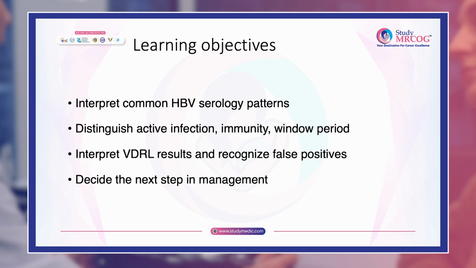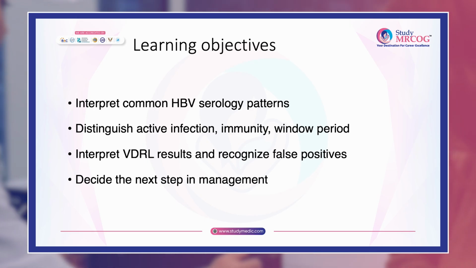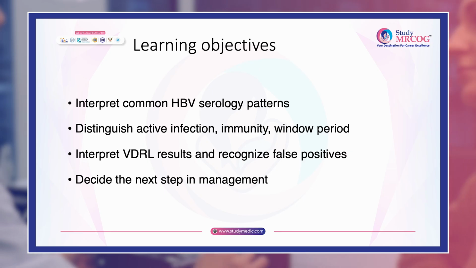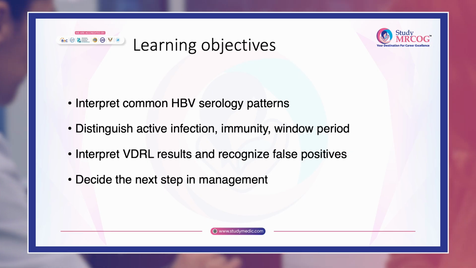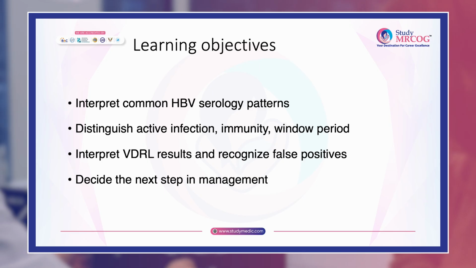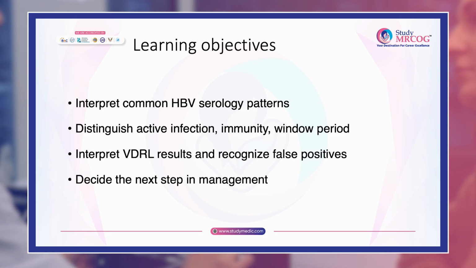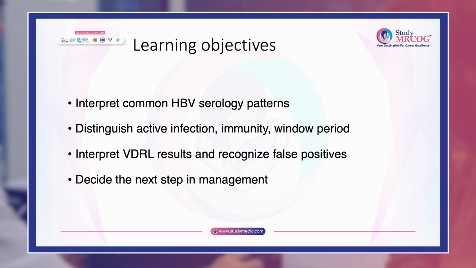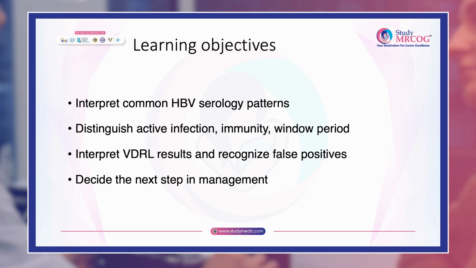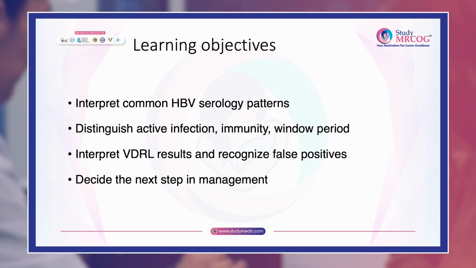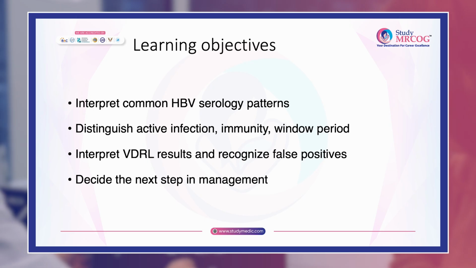So today's session is actually not going to be anything new. We've all gone through these serology reports, and we are just going to train ourselves to avoid silly mistakes in the exam. By the end of this session, we should be able to interpret common hepatitis B serology patterns, distinguish between active infection, immunity, and window period, correctly interpret VDRL results, including false positives, and most importantly, decide the next step in management.